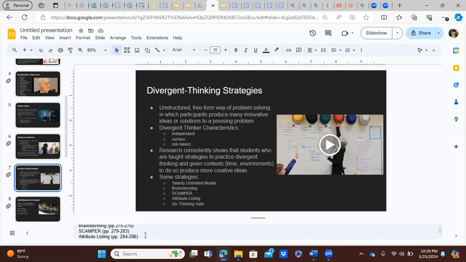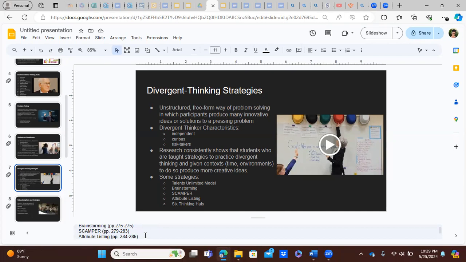So the researcher Eberle in 77 and then revisited in 1996 actually took some of Osborne's key questions, the ones that he had used for the brainstorming model, and arranged them into an easy to remember acronym. So I'm going to go over what each of these means. And again, please visit your book. There's a lot of examples for each part of the acronym that might be very meaningful for you to better understand it. So the S stands for substitute.